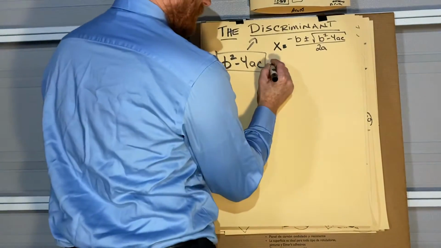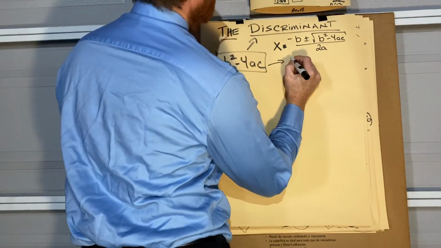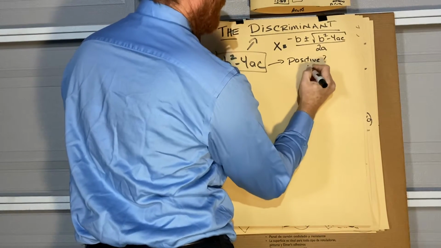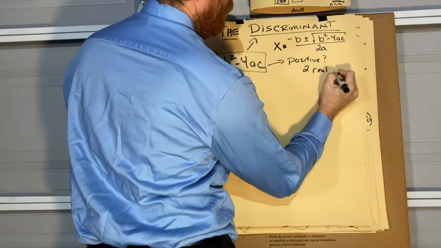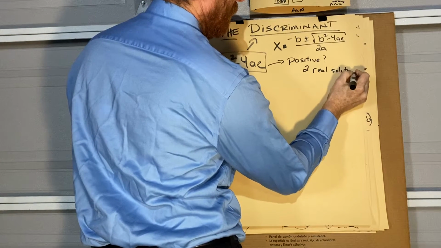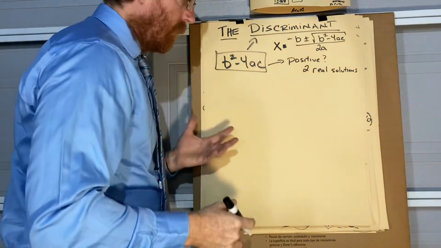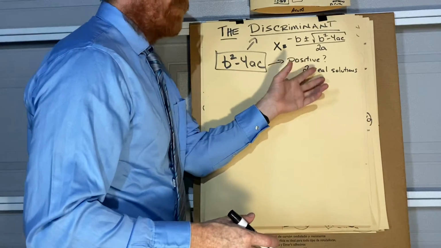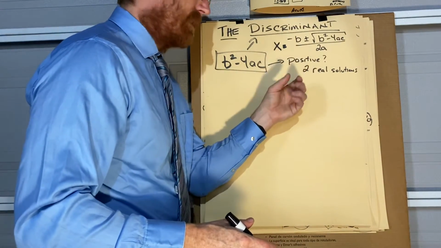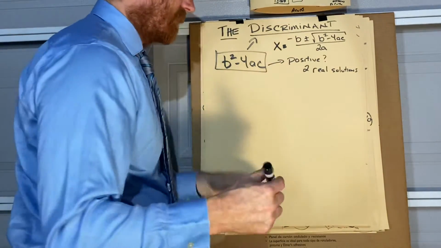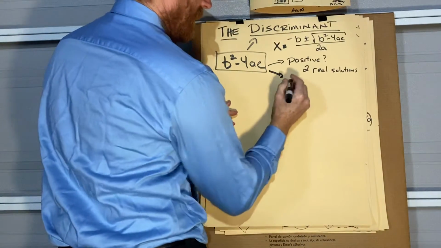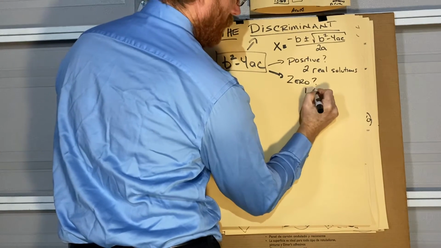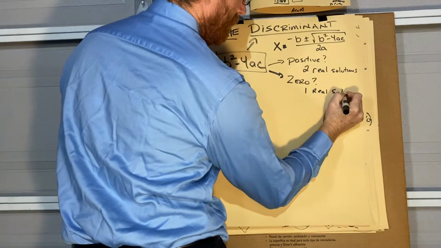Either this is going to be positive. If it's positive, you're going to have two real solutions. Real just means on the number line, like 1, 7.2, 8.7, something like that. You have real numbers, and I'm trying to distinguish between real numbers and imaginary numbers that we already talked about in this class. So if you end up getting 0 for this, then you're going to get one real solution.